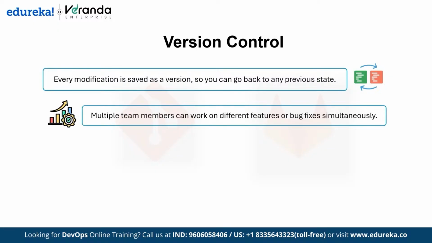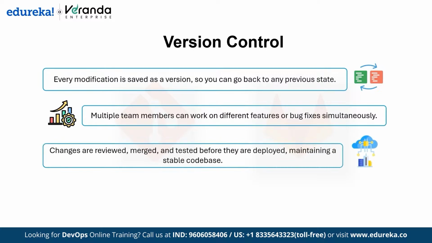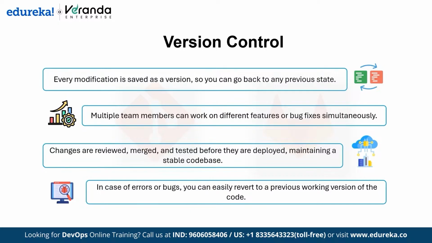Next is collaborative efficiency, where multiple team members can work on different features or bug fixes simultaneously. Ensure code integrity, where changes are reviewed, merged, and tested before they are deployed, maintaining a stable code base. Last comes rollback. In case of errors or bugs, you can easily revert to a previous working version of the code. In DevOps, version control is a foundational practice for continuous integration and continuous delivery, that is CI/CD, enabling faster development cycles and safer deployments.